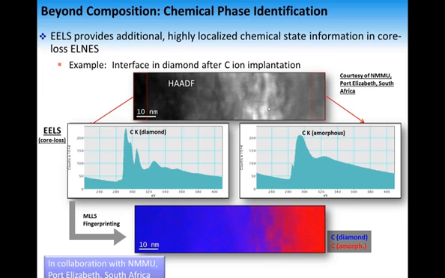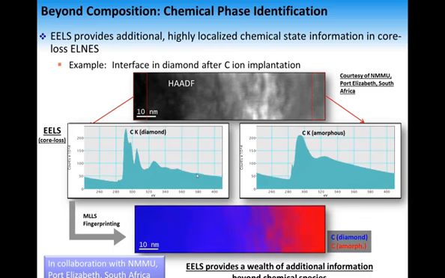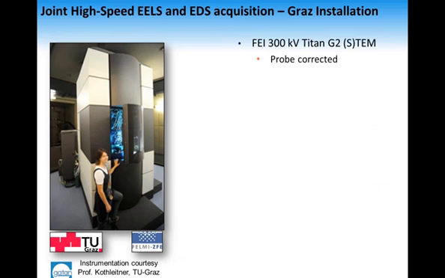Again, you can fully characterize the material. You get optical information and chemical information. So now we go to the other part of the talk where we show some data.